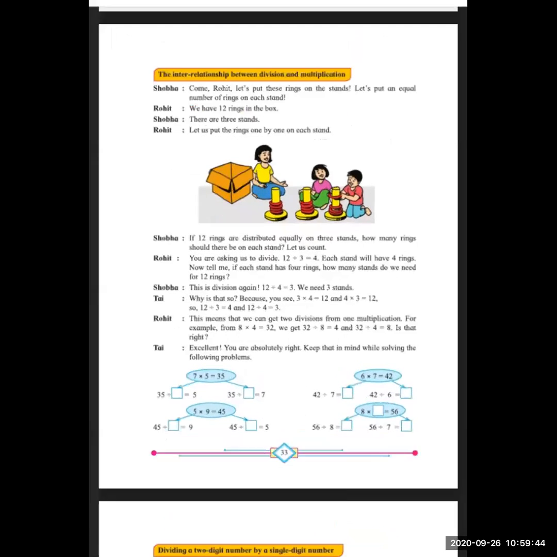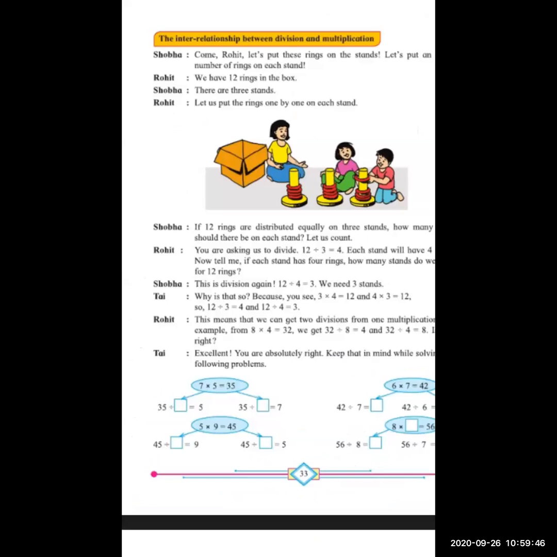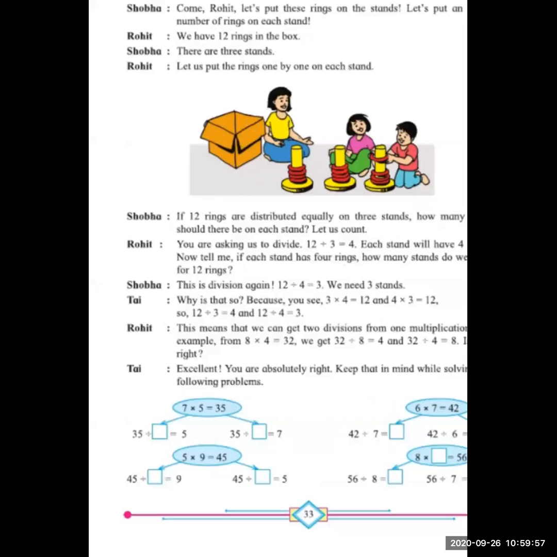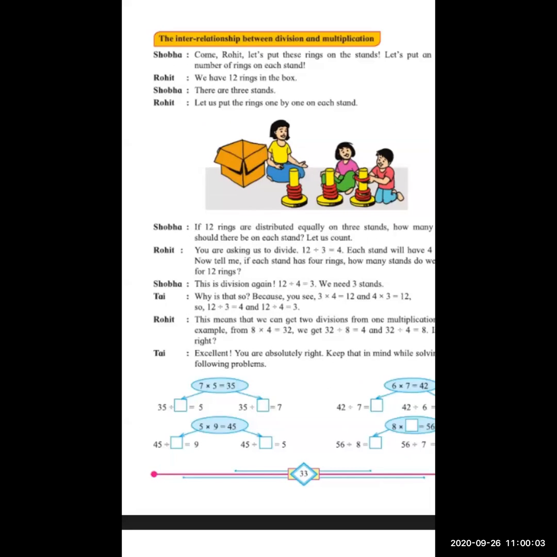Look at here. We want to learn the relationship between division and multiplication. If you are going to do the multiplication, if you are going to do the division, at that time you are not doing only the division in that sum. You want to take the help of multiplication also. Yes or no? You want to take the help of multiplication also.